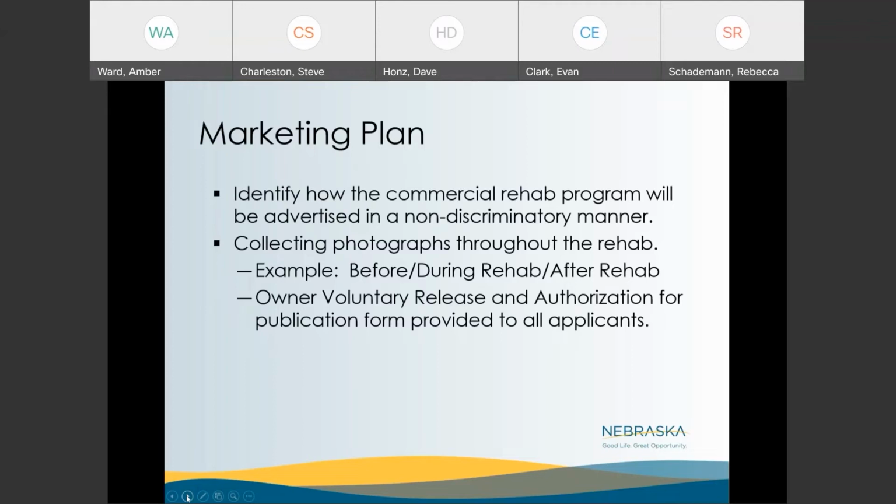There are marketing plans. You should be identifying to potential applicants in your area how the commercial rehab program will be advertised in a non-discriminatory manner, and you will be collecting photographs throughout the commercial rehab process. Keep them in your files, and the owner will provide voluntary release and authorization for any publications of forms provided to the applicants.